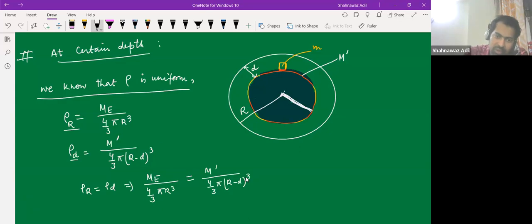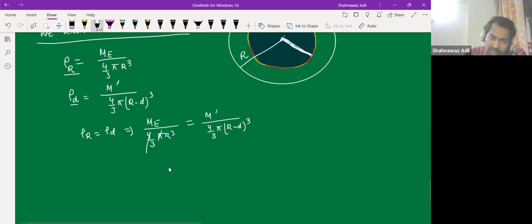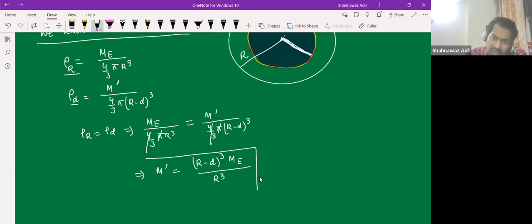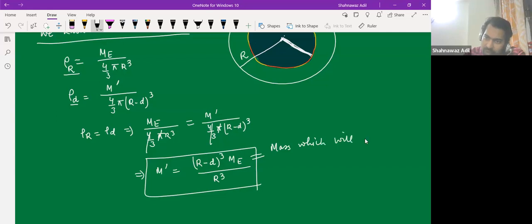So 4 by 3 pi and 4 by 3 pi cancel, and m prime, this part goes in here. So it is (R minus d) cube times M divided by R cube. This is the mass which will contribute to the gravitational force.